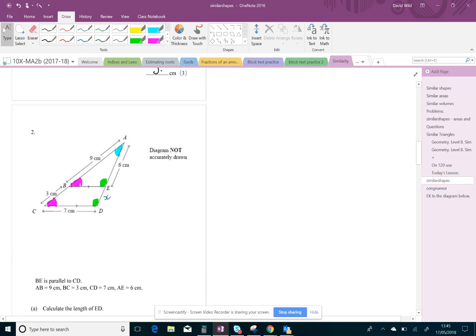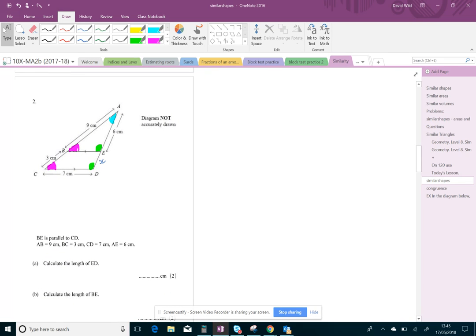Right, next question. This is a very similar idea. So the first thing I've done is marked up the equal angles again. So these are corresponding. These are corresponding. And here, this small triangle is the same angle as the angle in the big triangle there. So we're dealing with this small triangle and this big triangle, and we're going to do the same idea. We've got to try and calculate ED.